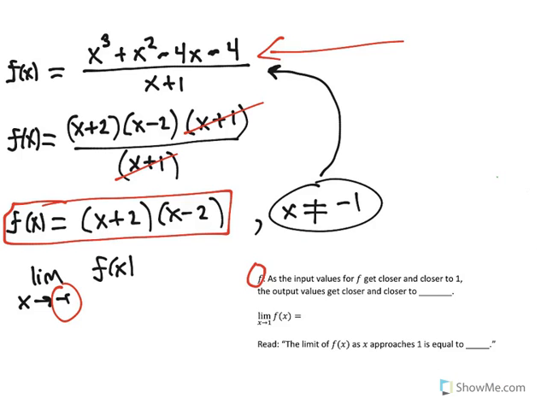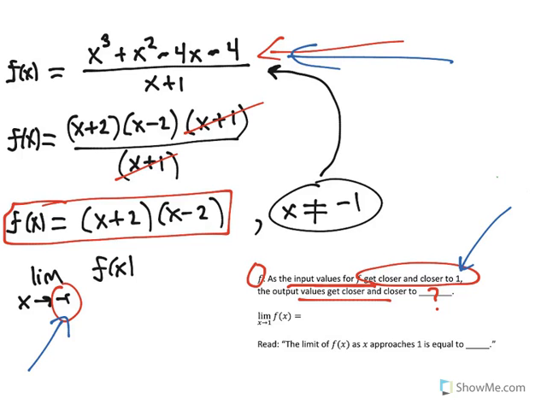conceptually this is what a limit means. As the input values for f get closer and closer to c, the output values get closer and closer to what number? So it doesn't matter if the function is actually defined at c. In this case, c would be -1. So because it doesn't matter if the function is defined at x is equal to -1, we don't need to use the original function. We can use the simplified function with the note that x is not equal to -1.